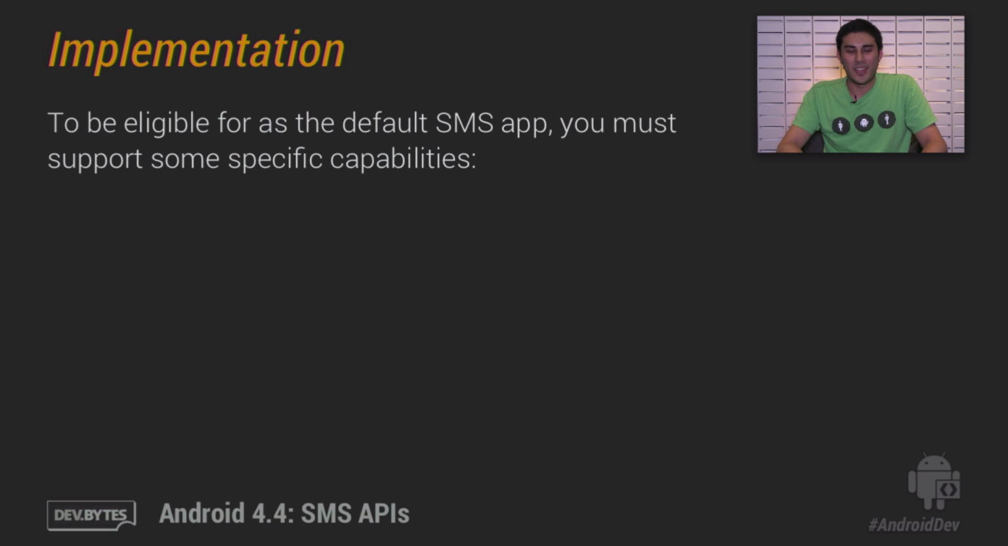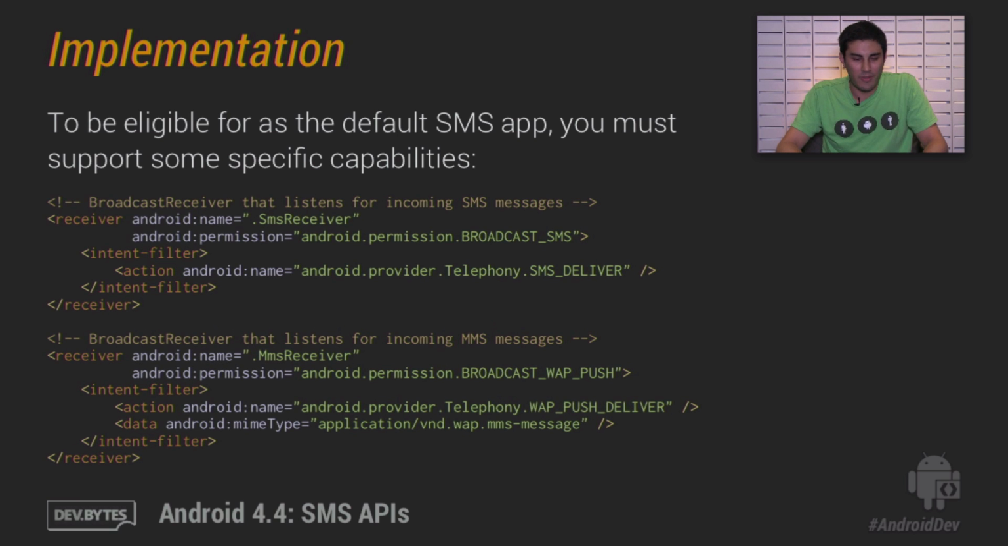So let's talk about implementation. To be eligible as the default SMS app, you must support some specific capabilities. In your Android manifest, you have to define two receivers to handle the receiving of SMSs and MMSs. You can see here that the actions are SMS deliver and WAP push deliver. You'll also note that these receivers require an additional permission on the actual receiver.